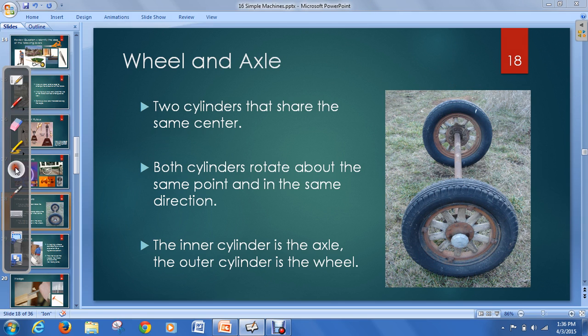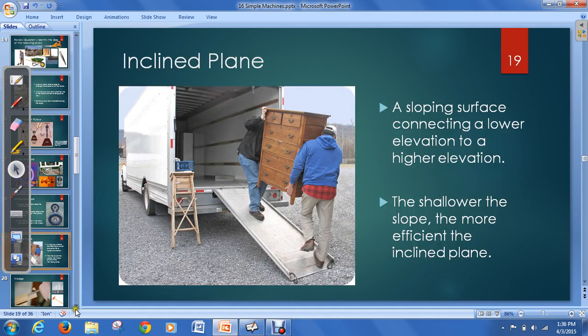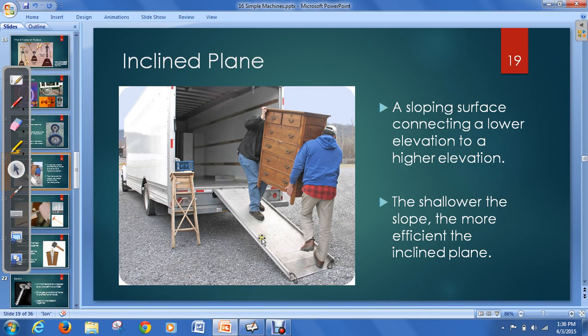Other examples of simple machines, the inclined plane. Okay, it's just basically any ramp. It's a sloping surface connecting a lower elevation to a higher elevation, from the ground to the moving truck, for example. And the shallower the slope, the more efficient the inclined plane. And that makes sense, right? You'd much rather travel along this plane than a plane that's shaped like this. You'd much rather go to something that's nice and shallow and smooth. You wouldn't want to travel up something that's steep.